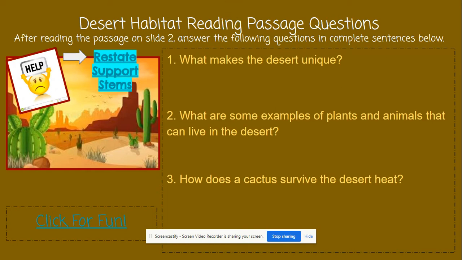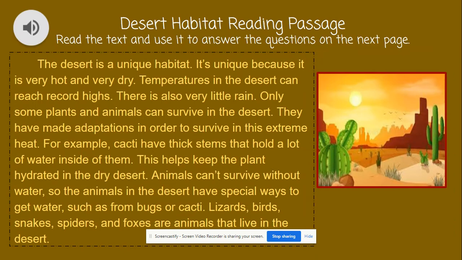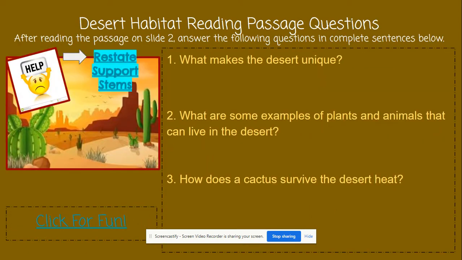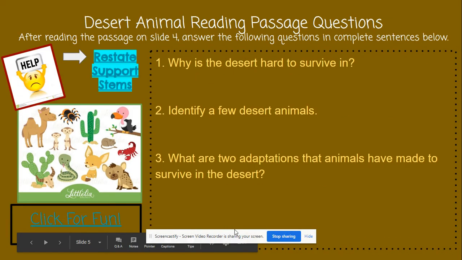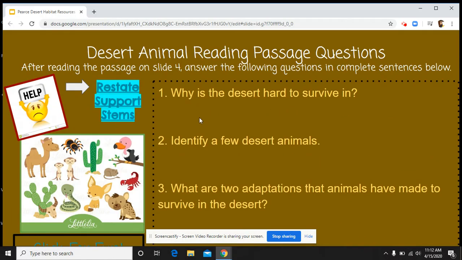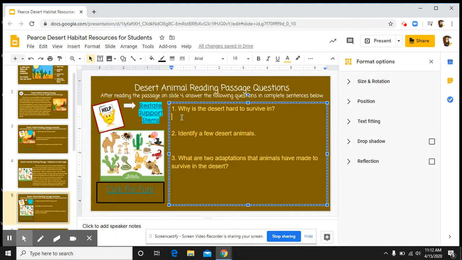Think about that. And if you need to go back into the text, go ahead and do so. You can reread or re-listen to the text to find your answer. When you are ready to answer your question in a complete sentence, you will go ahead and click right here, and you'll see that you have a blinking line, and then you can go ahead and type. You will do the same thing for each question.